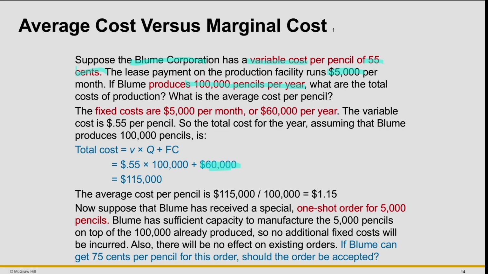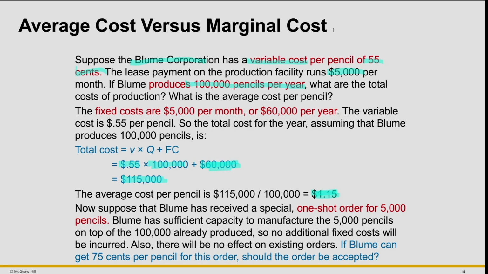So when we look at the total costs, we've got variable costs here of 55 cents times 100,000 pencils plus the 60,000. So we have a total cost of 115,000. Our average cost is only $1.15. Now, here's where average versus marginal becomes important.